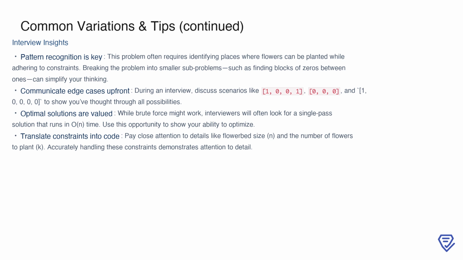Interviewers also value optimal solutions. While a brute force approach might work, being able to describe or implement a single-pass solution with O(n) time complexity will set you apart. Finally, translating problem constraints into code is another skill to highlight. For instance, carefully handling details like the fixed size of the flower bed or the number of flowers to plant can demonstrate your attention to detail and problem-solving ability.